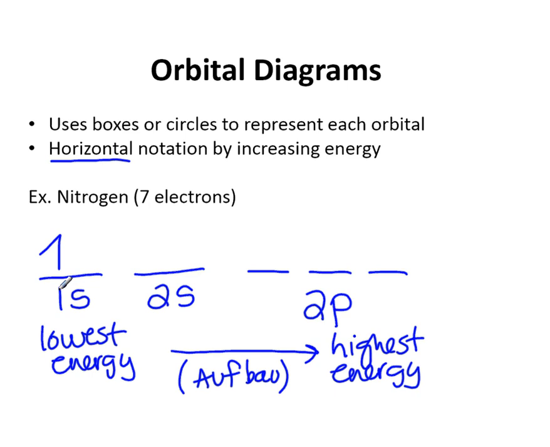According to Aufbau principle, I have to fill up the lowest energy orbitals first before going on to the next ones. So if I'm going to do that, I need to fill up 1s first. One goes spin up, and then the other one spins down. This is showing you both Hund's rule and Pauli exclusion principle. Only 2 electrons in the same orbital, and they have to have opposite spins.